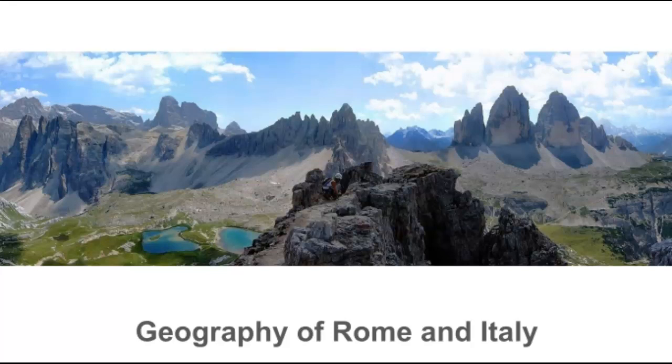A lot of the features of the terrain and the locations of some of the sites are important factors in why Rome develops as it does. There's a picture right here of the Dolomites. That's one of the mountain ranges in the north of Italy. Just absolutely beautiful. Italy is a stunning country. I highly recommend you get there if you haven't been.